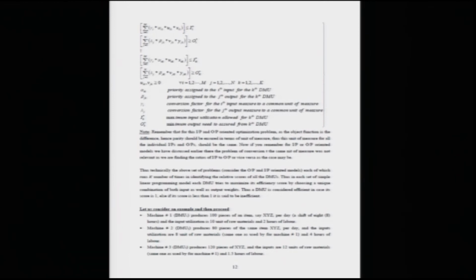Thus a DMU is considered efficient if its score is 1. I will come to the efficiency concept later on. Else, if the score is less than 1, obviously it is said to be inefficient. If it is equal to 1, we will call it an efficient one, but obviously efficient would also have a different connotation, which I will come to later.